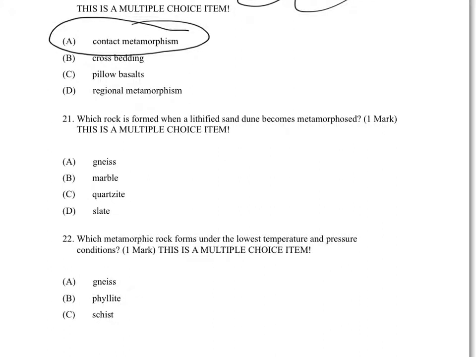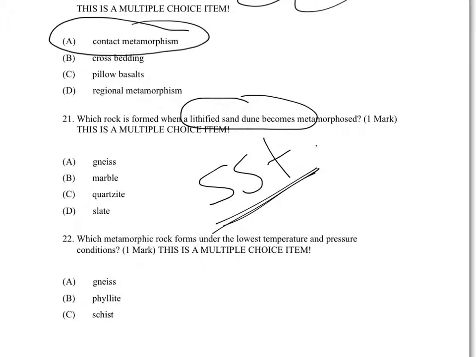This rock is formed when a lithified sand dune. So for this particular question, loose sand gets lithified, which means turned into stone. So you have a rock that's called sandstone. Now it becomes really simple, because if you metamorphose sandstone, what do you get? You get a rock called quartzite, which is a low-grade, non-foliated metamorphic rock.